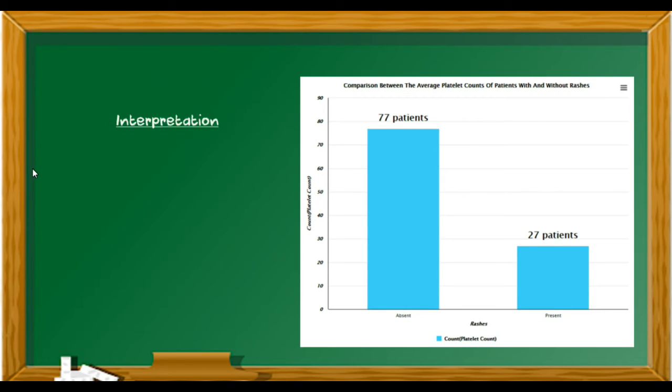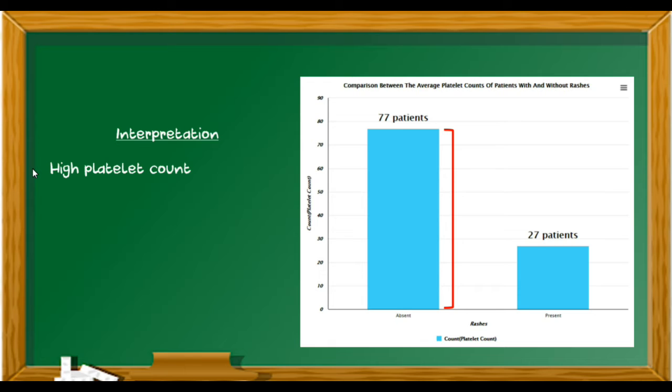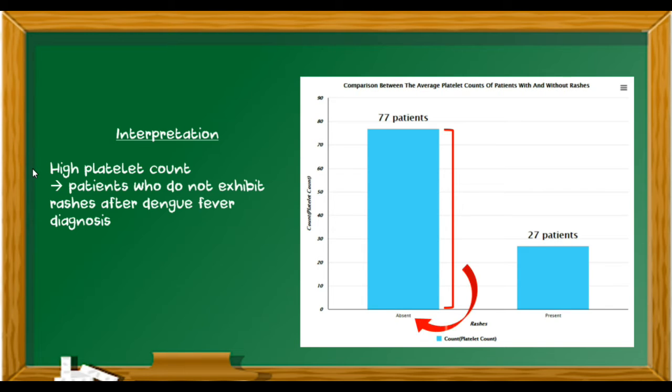Based on the graph, a high platelet count is associated with patients who do not exhibit rashes after having been diagnosed with dengue fever, while a low platelet count is present to those patients who have rashes.